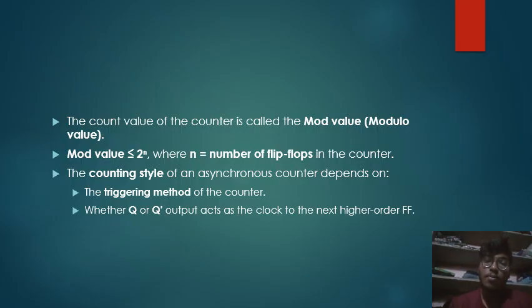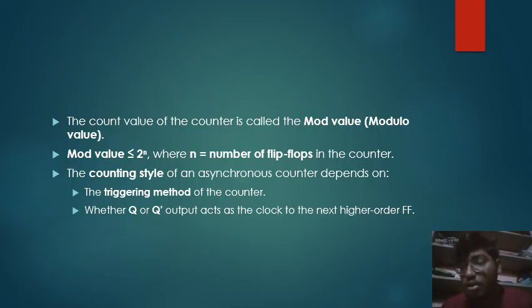Next, the number of flip-flops required for designing these asynchronous counters is given by: mod value less than or equal to 2^n, where n equals the number of flip-flops. The count value of this counter is called the mod value, similar to the synchronous counters. The counting style of an asynchronous counter depends on the triggering method of the counter and the output given as the clock to the next higher order.